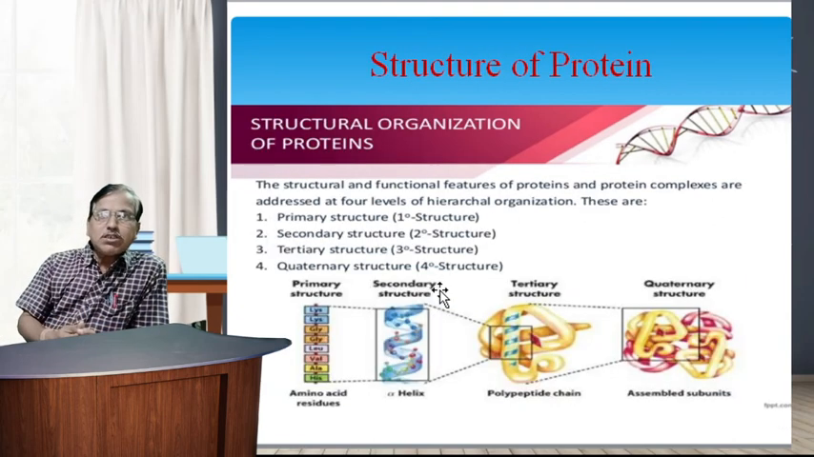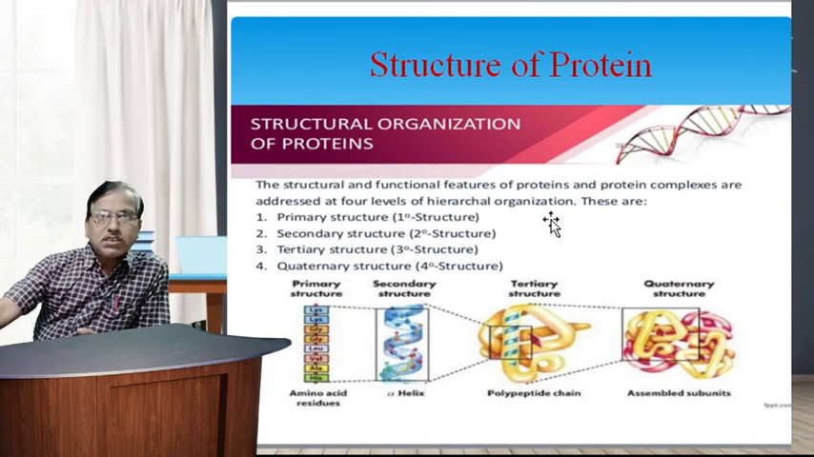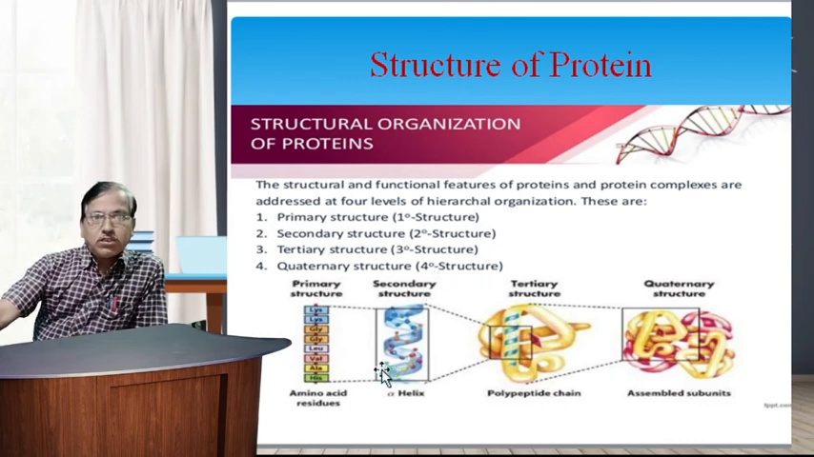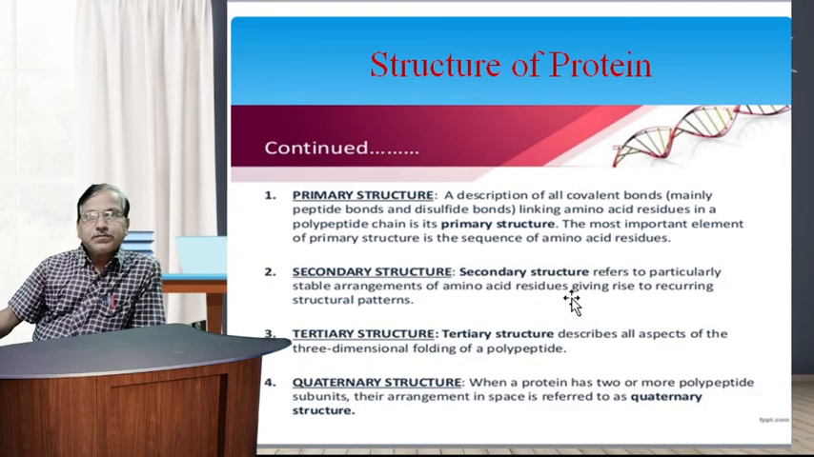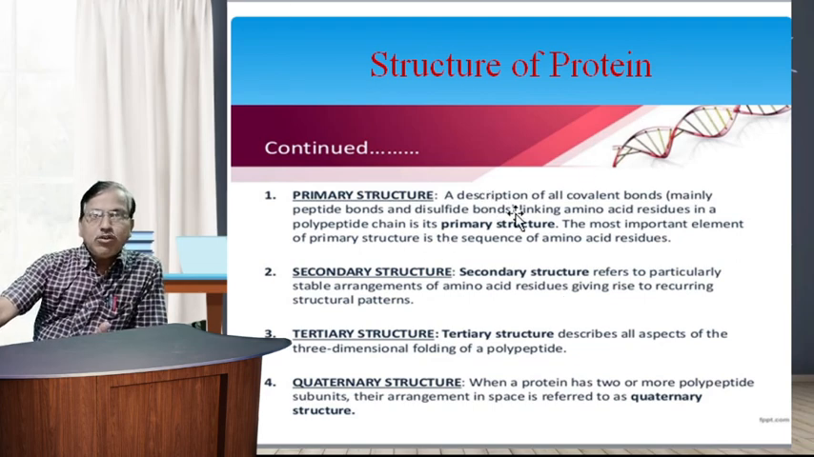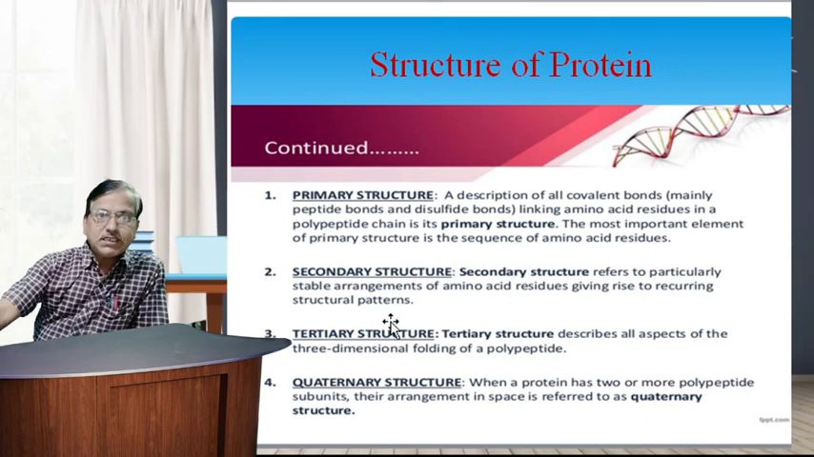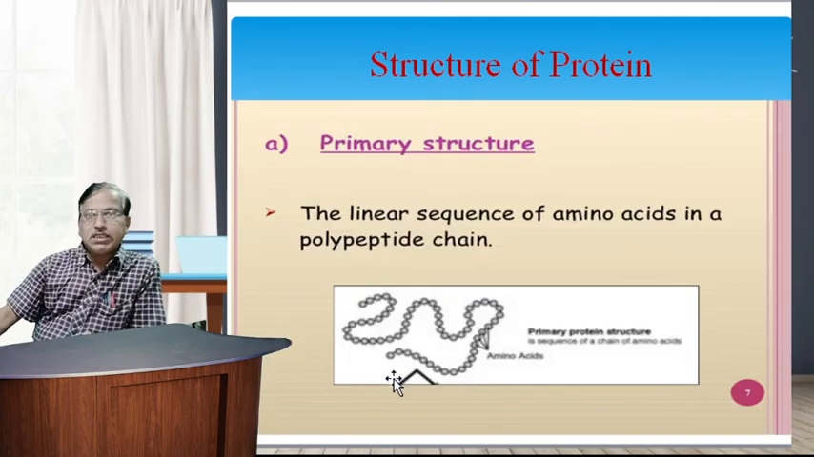The structural organization of proteins: primary structure is the first structure, secondary structure is the second structure, tertiary structure is the third structure, and quaternary structure is the fourth structure. These are diagrams of the primary structure of protein, secondary structure of protein, tertiary structure of protein, and quaternary structure of protein. This is continued by the theoretical description.